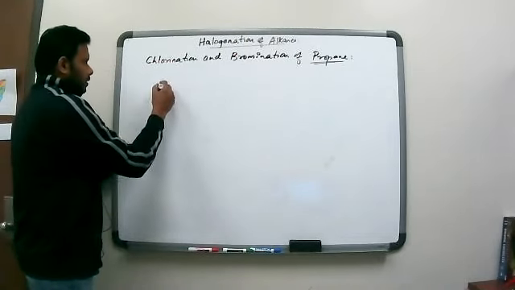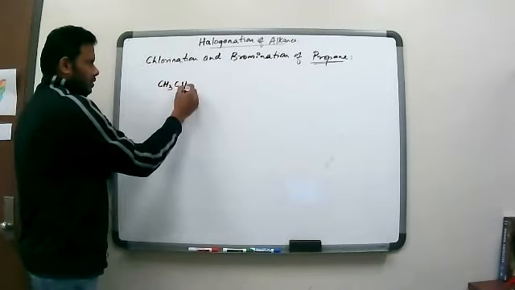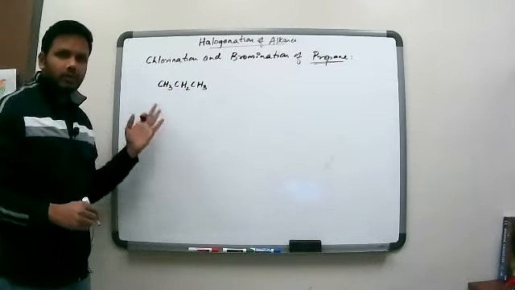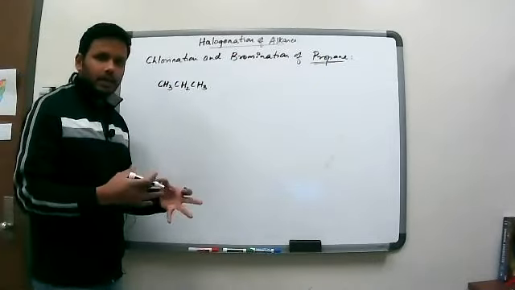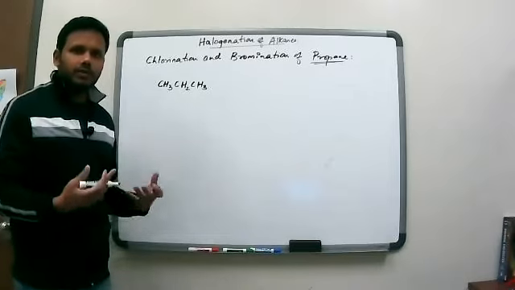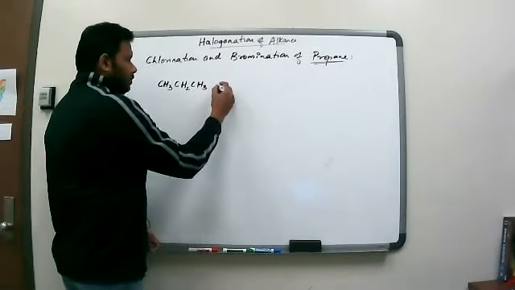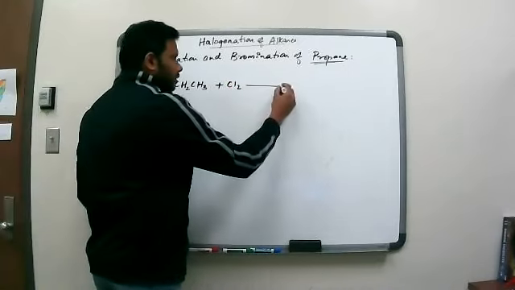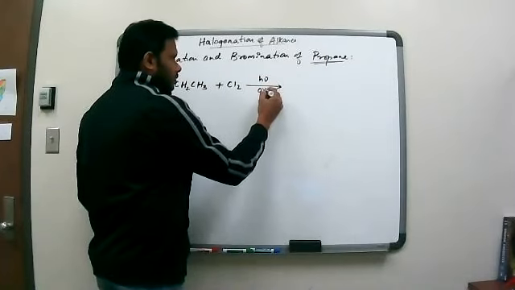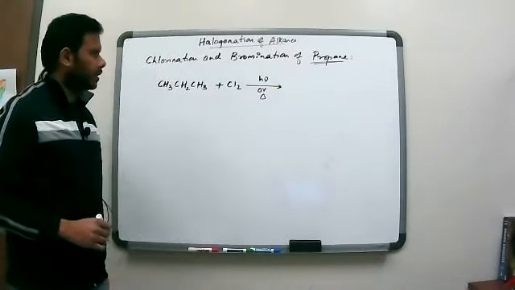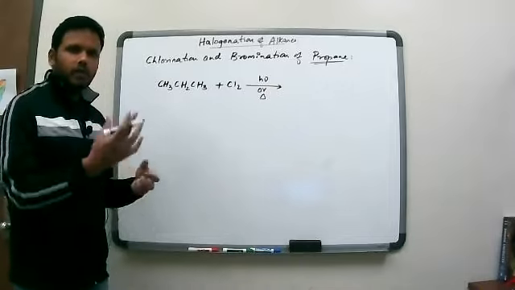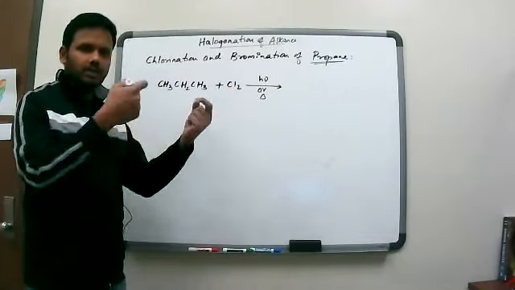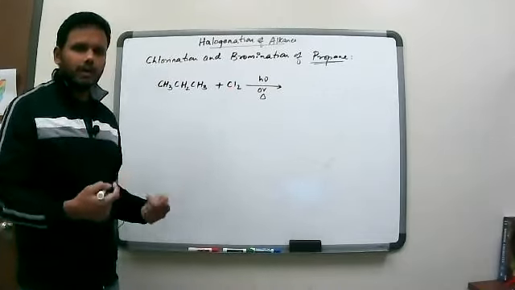propane is the 3-carbon alkane, CH3, CH2, CH3. So if I have to chlorinate propane, the reaction is pretty similar to what we did for chlorination of methane. I would react this with Cl2, and you would need heat or light. So for doing this reaction, you need energy. And we know why we need the energy, because we have to get the reaction initiated. The chlorine has to dissociate, break, to give you the radical intermediates.